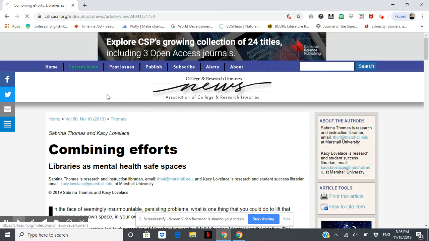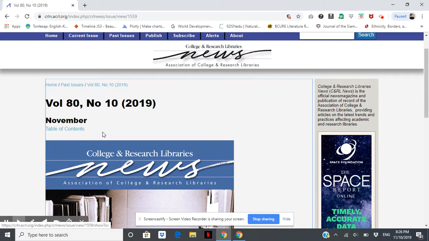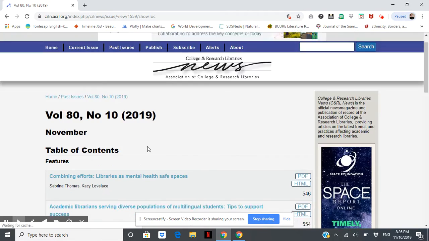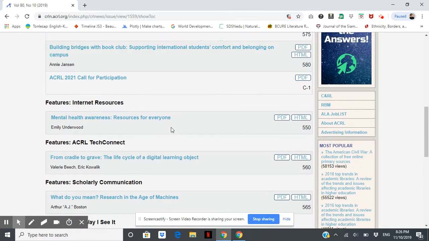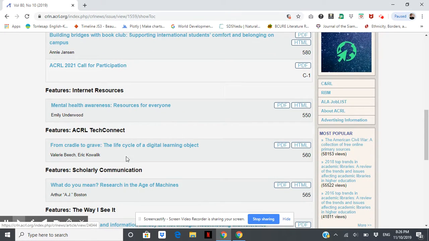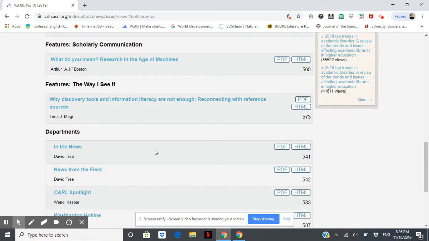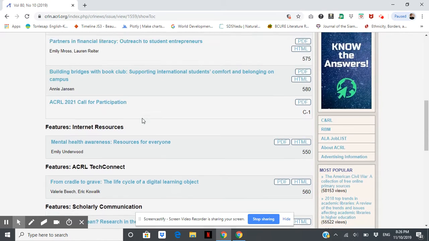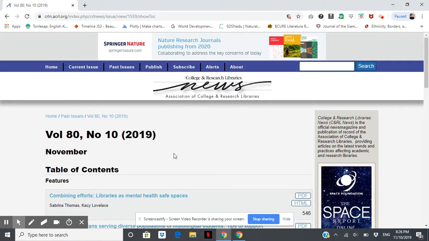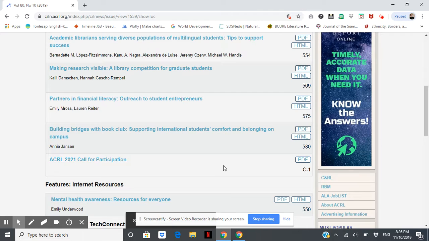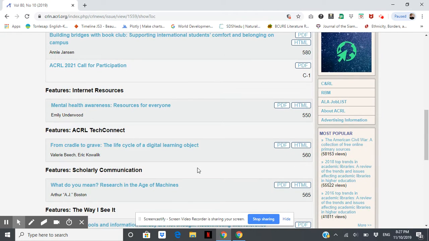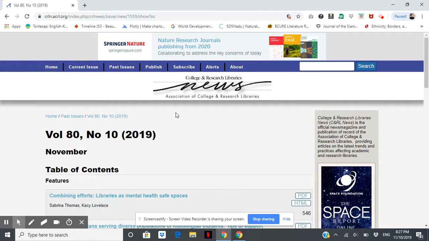Turning back to the current issues, you can find different categories of these contents as I mentioned. You can go to Internet Resources, Techconnect, The Way I See It, opinions and articles. All of these content types are regularly published on the website every month. You can notice the contents will be updated every month. And especially, it's free.